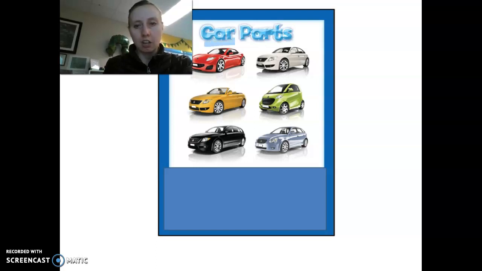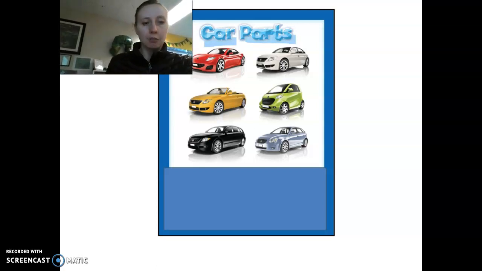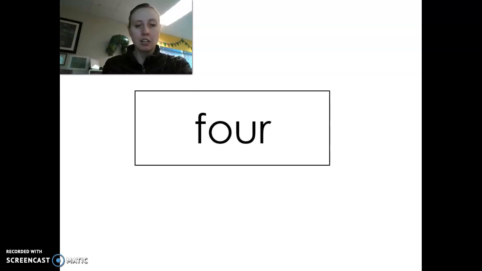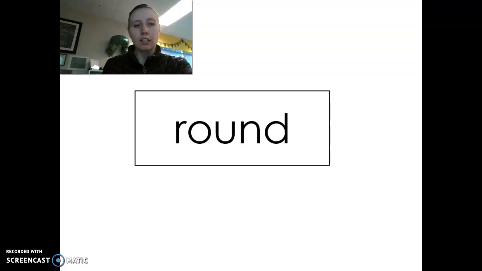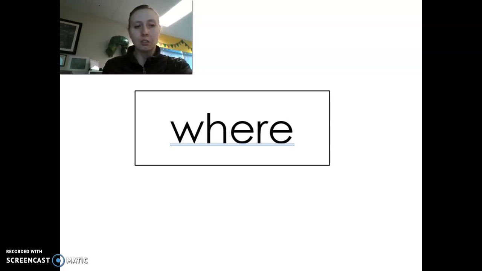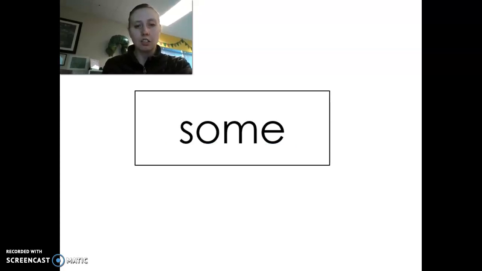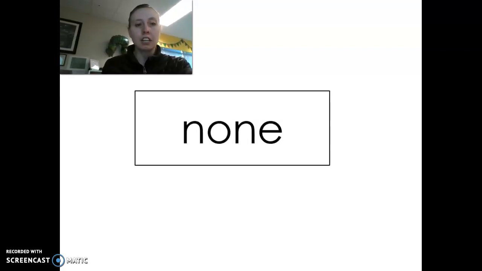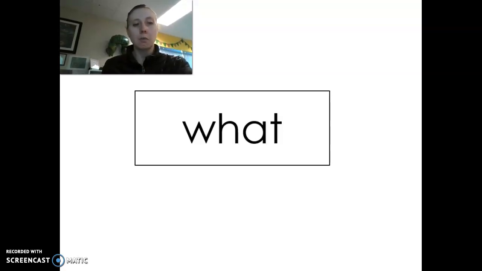Let's read this together. Car parts. So I guess we're learning about parts of a car today. And would this be fiction or nonfiction? If you said nonfiction, you're right, because these are real pictures. Okay, here are some words we'll see. 3, 2, 1, four. 3, 2, 1, round. 3, 2, 1, do. 3, 2, 1, where. 3, 2, 1, some. 3, 2, 1, people. 3, 2, 1, none. 3, 2, 1, what.